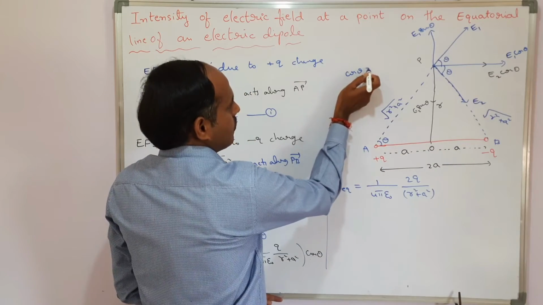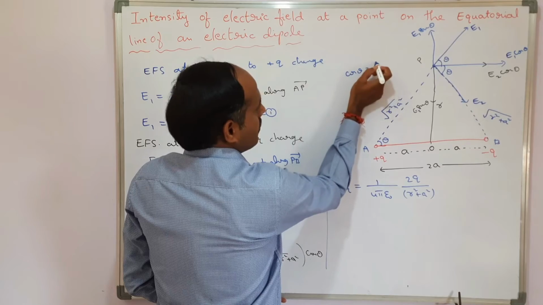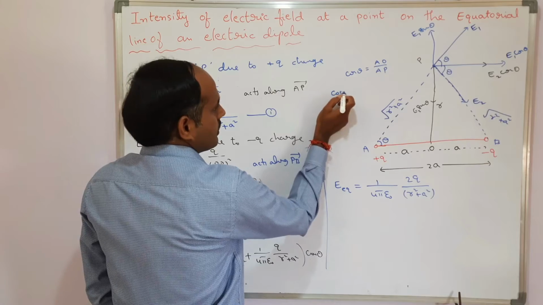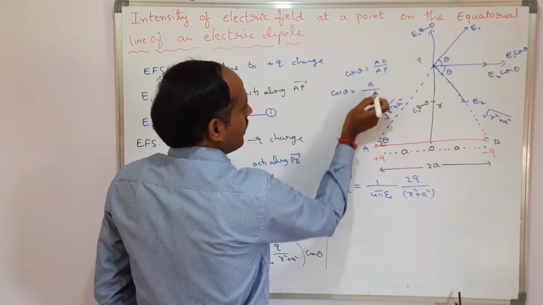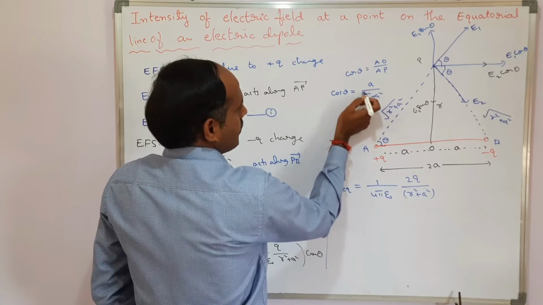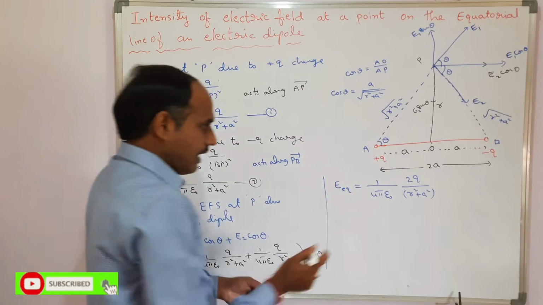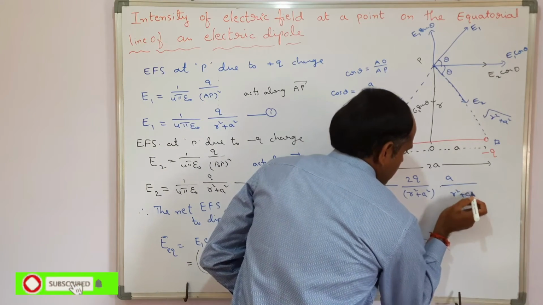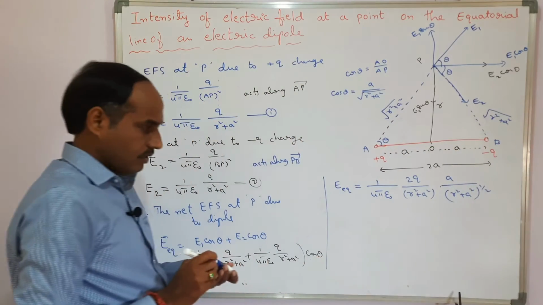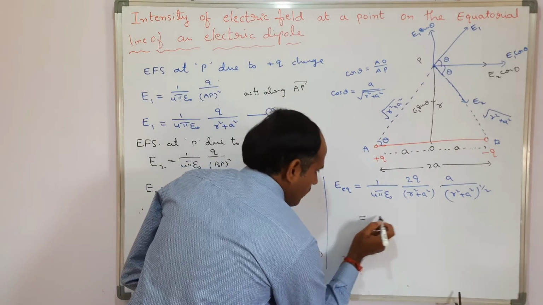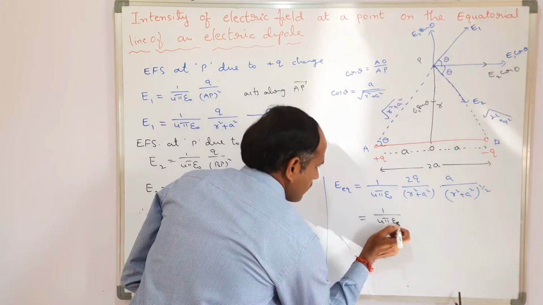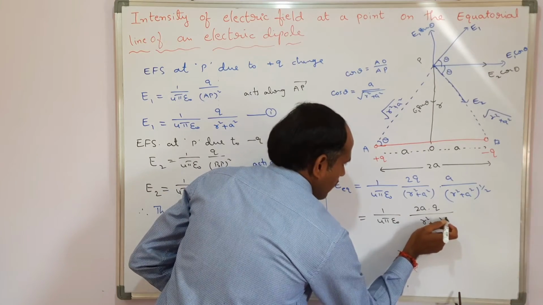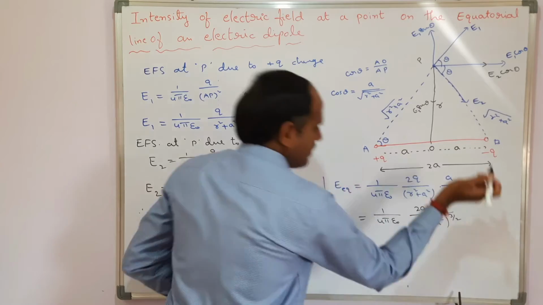So cos theta is equal to the adjacent side, which is nothing but AO upon AP. Then cos theta is equal to AO is a only, AP is under root of a square plus r square. Then can I write here cos theta value as a upon r square plus a square whole power 1 by 2. So therefore we will get here 1 by 4 pi epsilon 2a into q by r square plus a square whole power 1 plus half is 3 by 2.